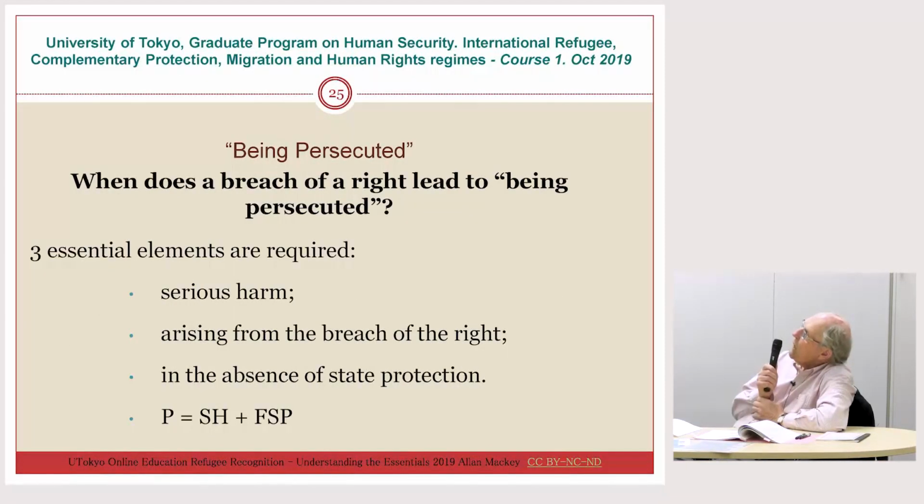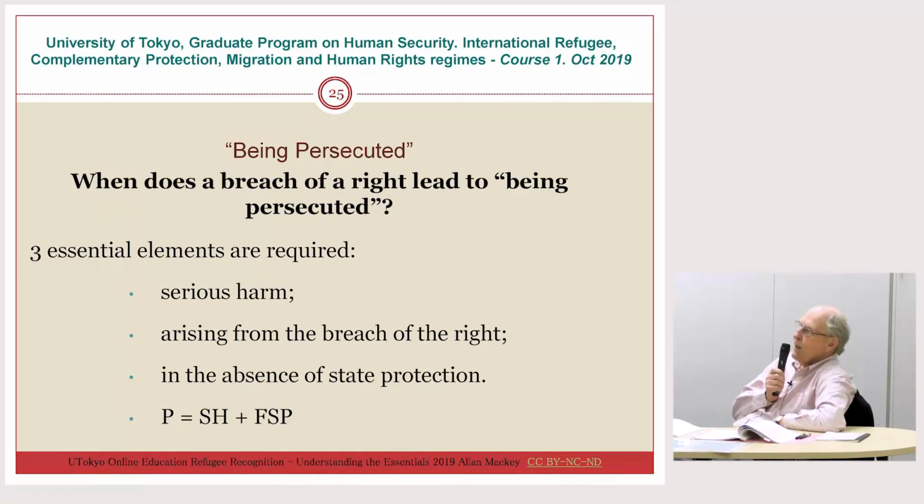Okay, so what leads to it? So you need 3 elements: serious harm, arising from a breach of the right, and the absence of state protection. And then there's that famous piece of algebra at the bottom. You understand what that means? Persecution equals serious harm plus a failure of state protection. Okay, and that was something that in some women's forum in about 1999 somebody came up with.